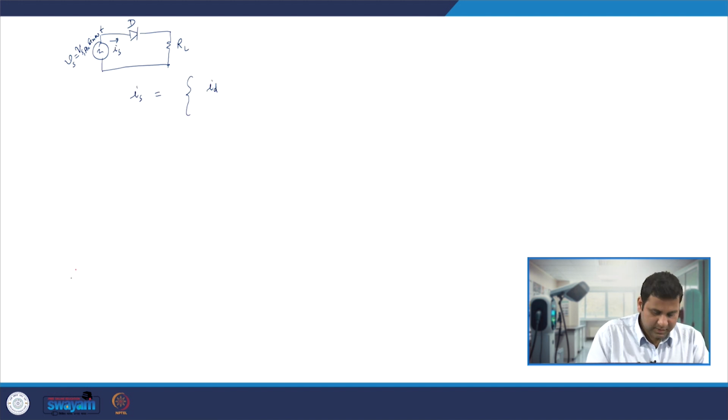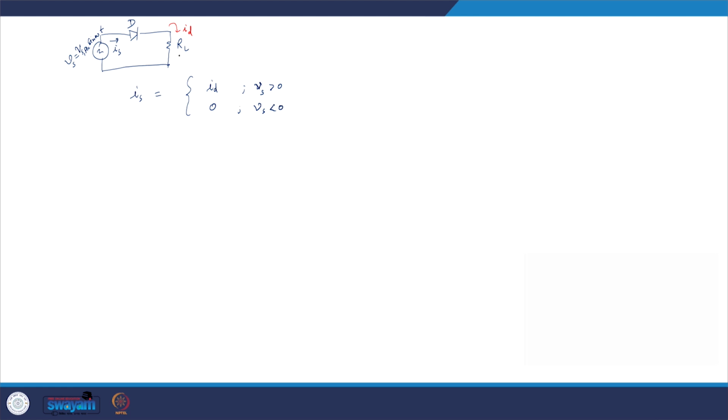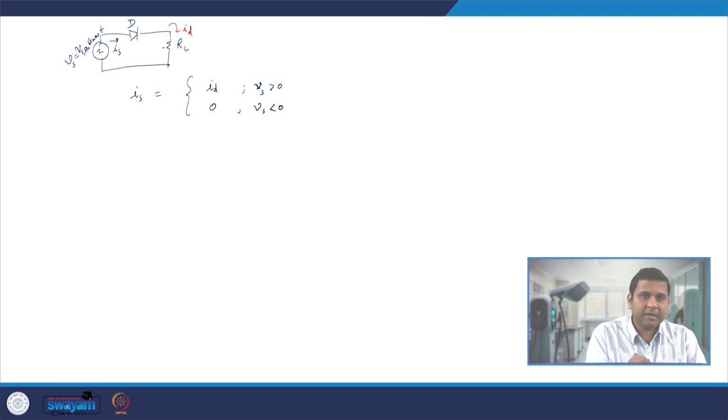Similarly here we have Is, and the current going into the load is Id. So we can write that my Is current, which is being drawn from the source, is nothing but Id when Vs is greater than 0, and 0 when Vs is less than 0. Now if you see this particular circuit, you have a load which is dependent, because you are supplying that particular load.